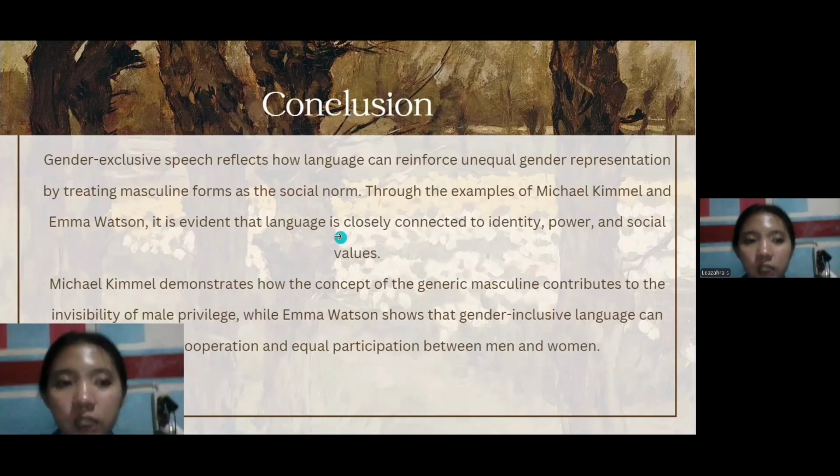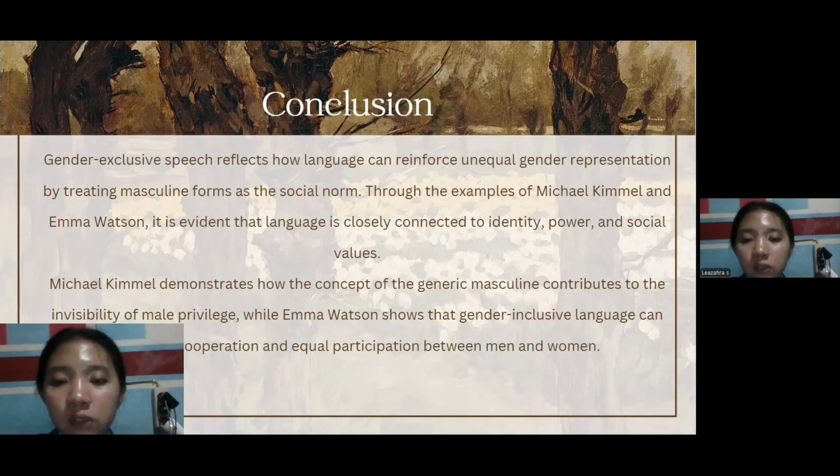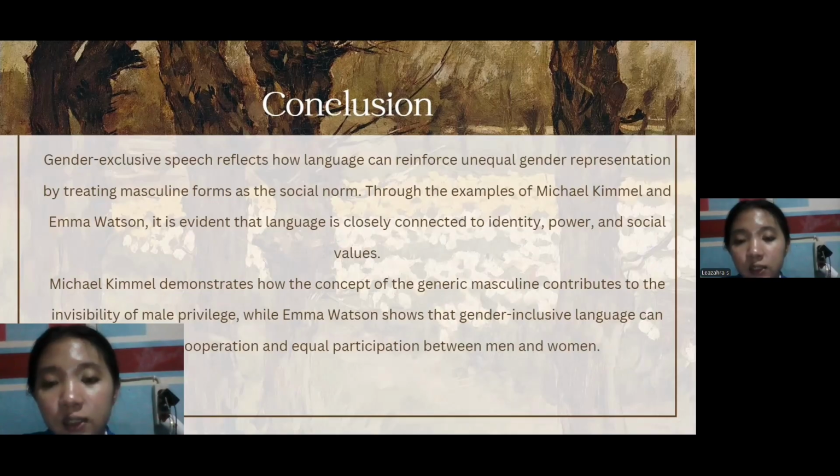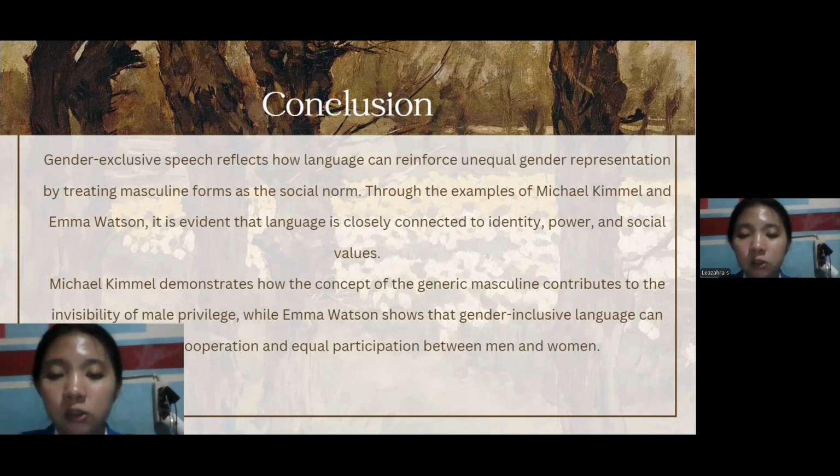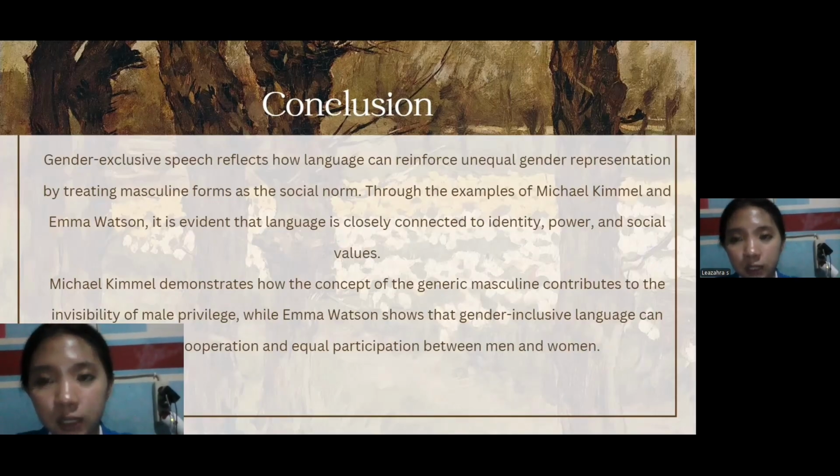In conclusion, gender-exclusive speech reflects how language can reinforce unequal gender representation by treating the masculine form as the social norm. Through the examples of Michael Kimmel and Emma Watson, it is evident that language is closely connected to identity, power, and social value. Michael Kimmel demonstrated how the concept of the generic masculine contributes to the invisibility of male privilege, while Emma Watson shows that gender-inclusive language can promote cooperation and equal participation between men and women.